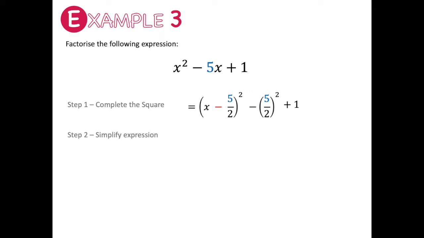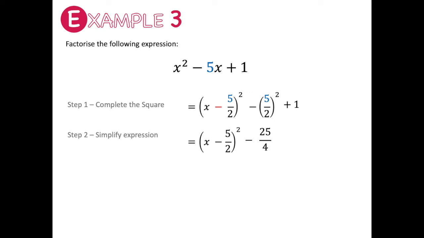So when I go ahead to simplify that expression, I can't simplify 5 over 2 without making it into a decimal. So that is going to stay the same as x minus 5 over 2 in brackets squared. I can square my 5 divided by 2 by squaring both the 5 and the 2. So it is going to become minus 25 over 4. And then I still need to put my plus 1 on the end.